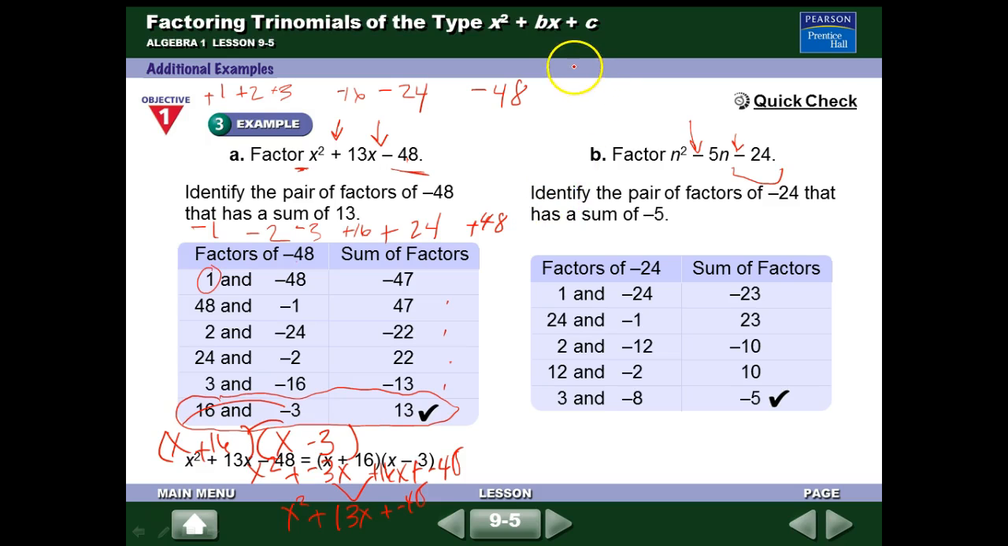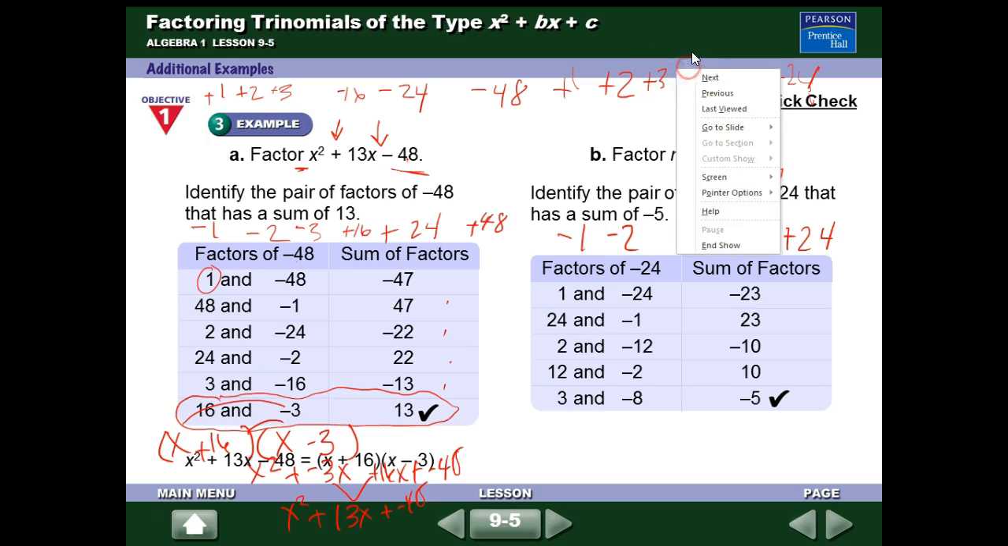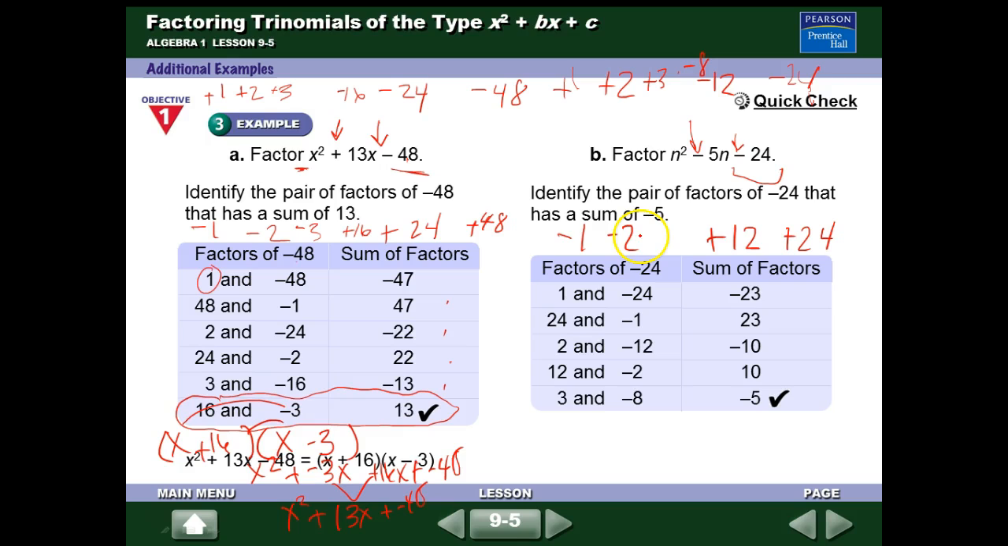So if you like doing this, you're more than welcome. We have positive 1 and a negative 24. Here I would have a negative 1 and then a positive 24. How about 2? Let's go a positive 2 with a negative 12, and then a negative 2 with a positive 12. And we can look at positive 3 and a negative 8, or negative 3 and a positive 8.